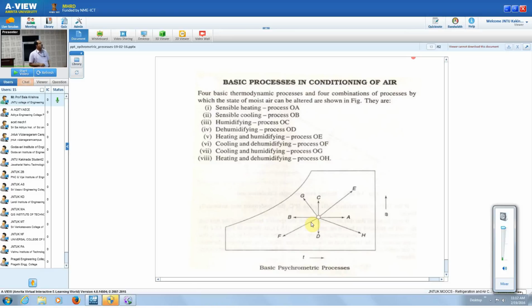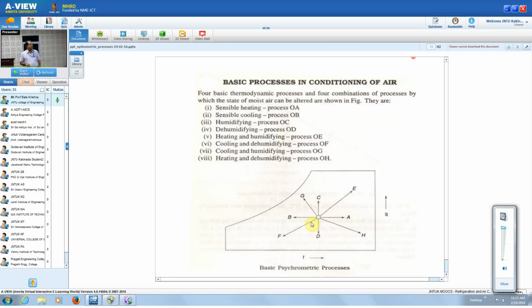Now, coming to the basic processes in conditioning of air. In the psychrometric chart, it is visible for you. Suppose this is the reference point, and we have located points A, B, C, D up to H. The first one is the sensible heating process, that is OA. If you take the psychrometric chart, this is the constant temperature line. On the right side, it is always heating. That's why this is called the sensible heating process. From O to A is the sensible heating.